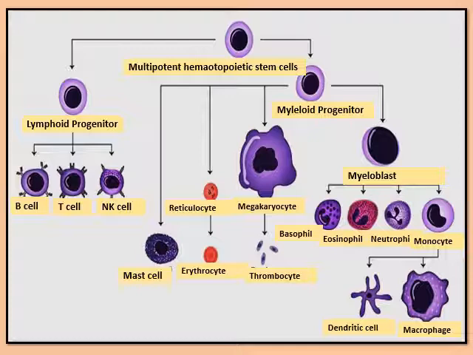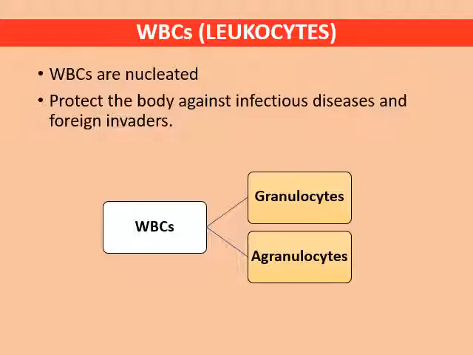And this is how the HSC give rise to different types of blood cells. Unlike RBCs, WBCs, called white blood corpuscles or leukocytes, are nucleated. We must have heard the term police of the body for WBCs. They are so called because they protect the body against infectious diseases and foreign invaders. WBCs are further classified into granulocytes and agranulocytes. Let's discuss them one by one.